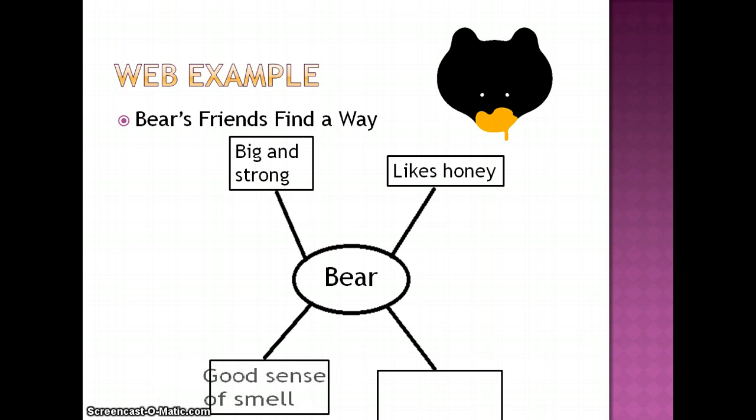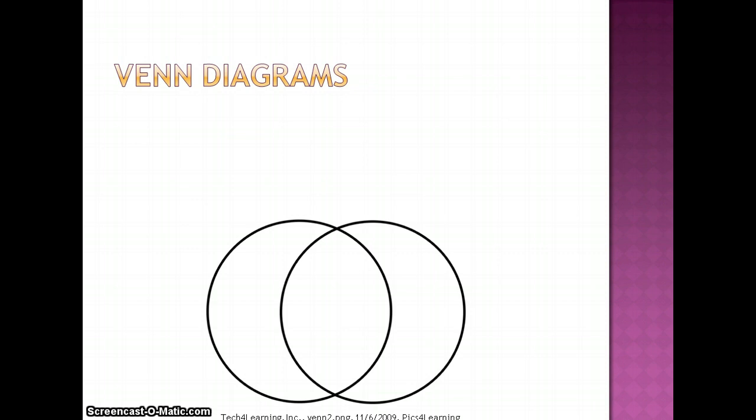The next fact about Bear is that he has a really good sense of smell. And our last fact about Bear is that he's a really good friend to everyone. See how those facts connect to Bear? That's why Bear is in the center. Our next pre-writing strategy is called a Venn diagram. Venn diagrams compare and contrast 2 different things in a story.